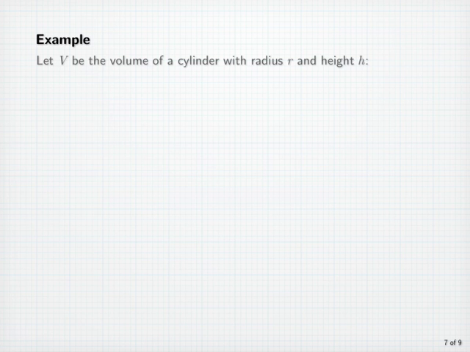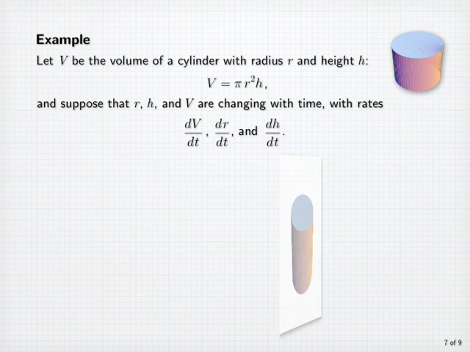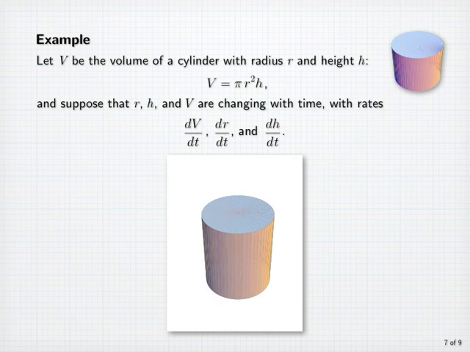Here's another example that's similar. Let V be the volume of a cylinder with radius r and height h. Our formula there is V equals pi r squared h. And suppose that r, h, and V are all changing with time with rates dV/dt, dr/dt, and dh/dt. So imagine that the cylinder is maintaining its shape while its dimensions r and h are changing, causing the volume to also change.